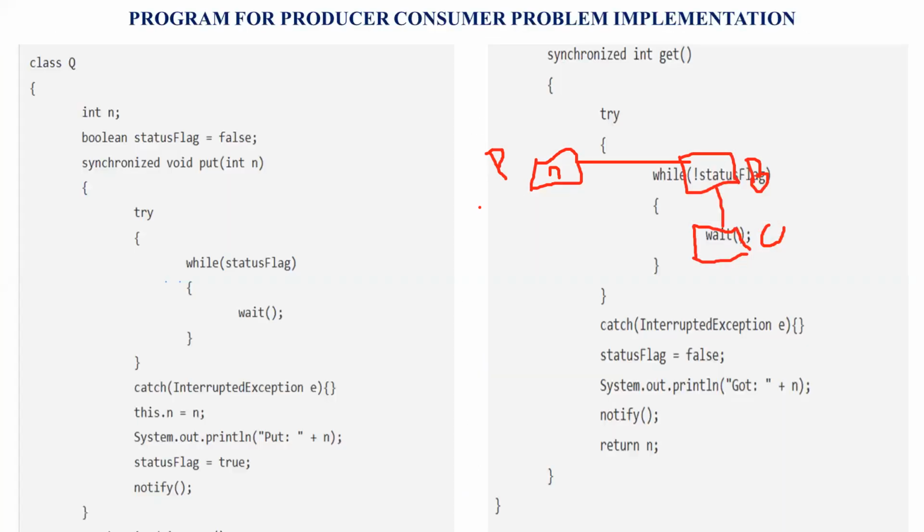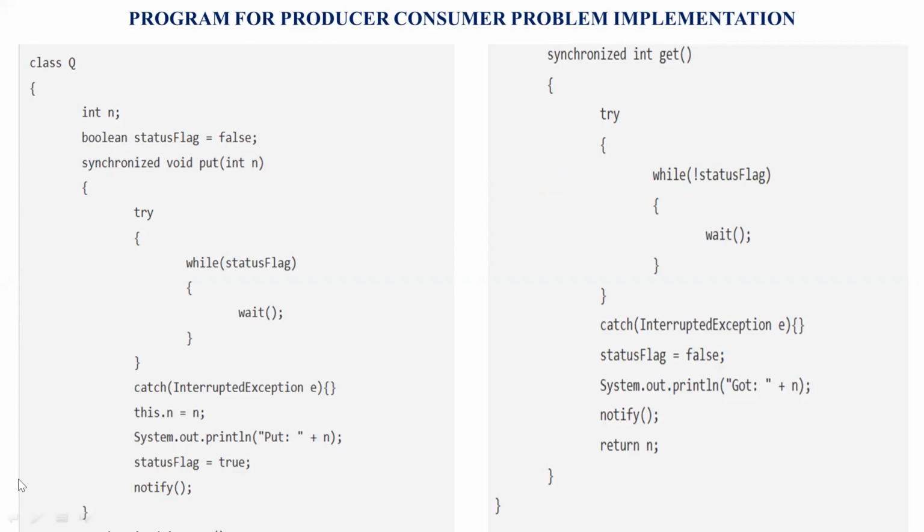Okay, coming to the next one. This comes to the program, now that the concept is understood. Class Q, int n, boolean status flag equal to false. First you are making the buffer an empty one. Synchronized void put. This is the put method.